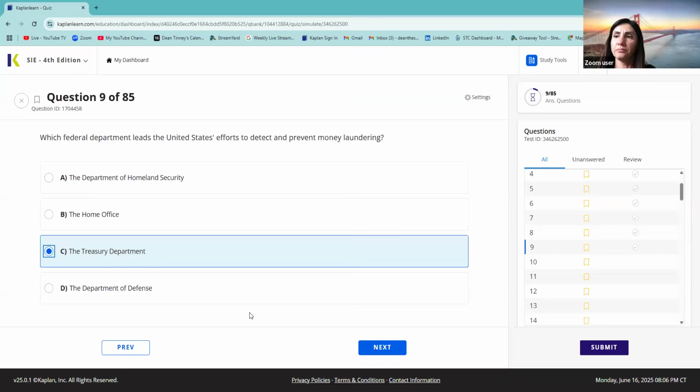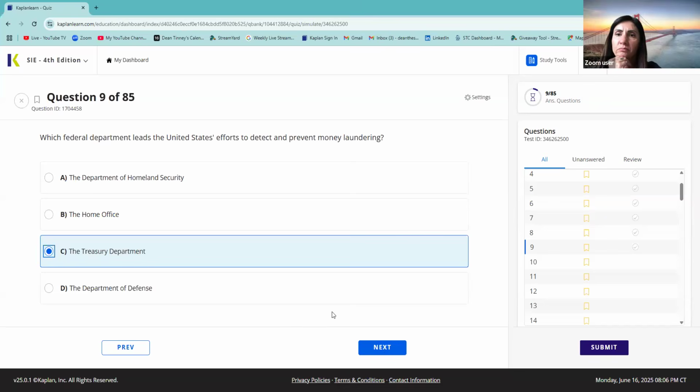Now, you should know the stages of money laundering so we can intervene. The easiest place to intervene is in placement, right? So the first stage is placement, then layering, and then integration. So you've got a couple of questions on money laundering.